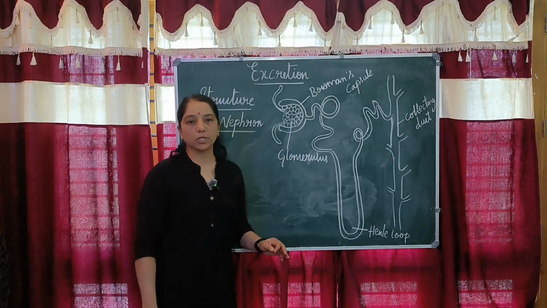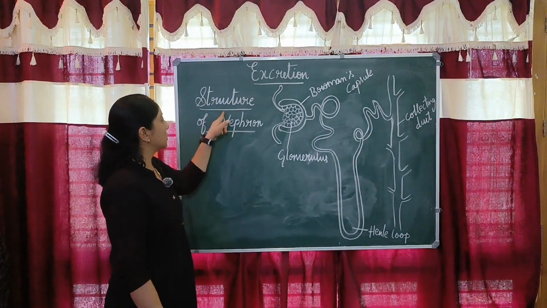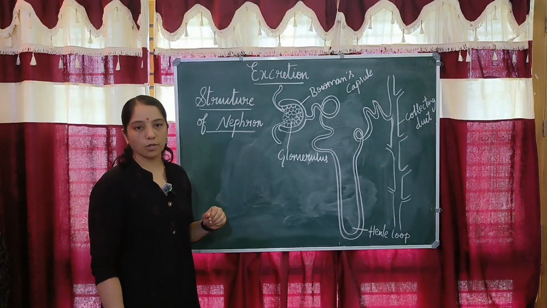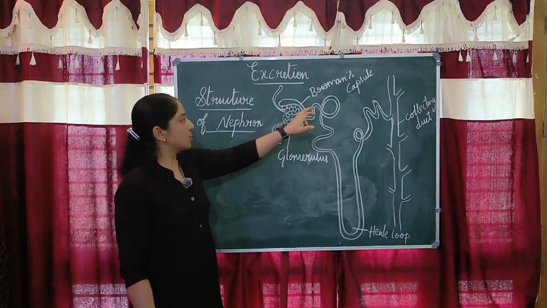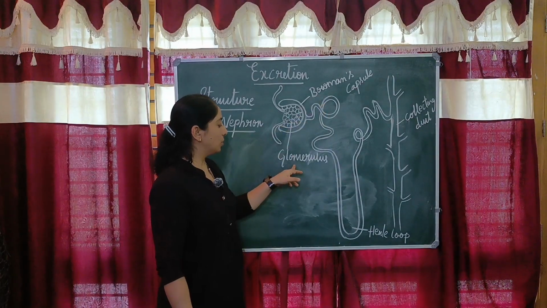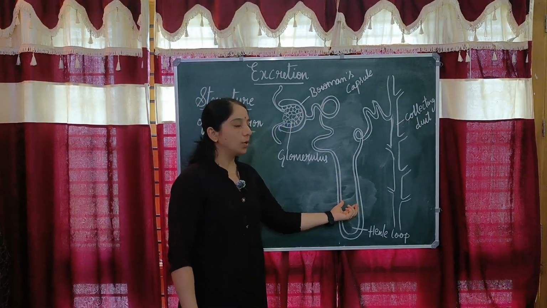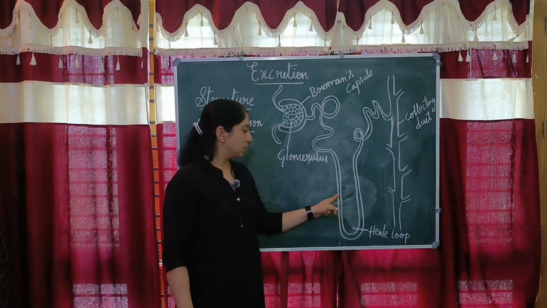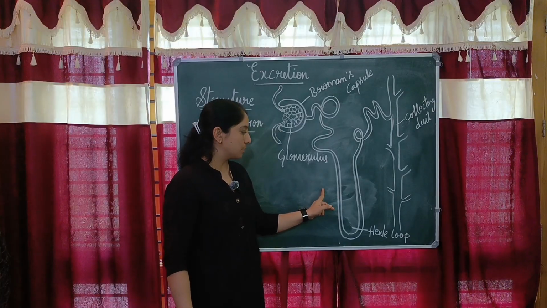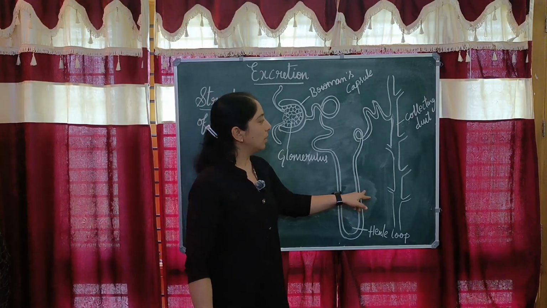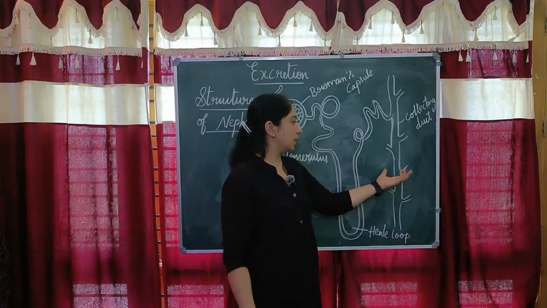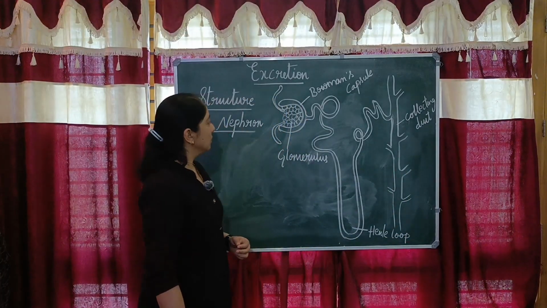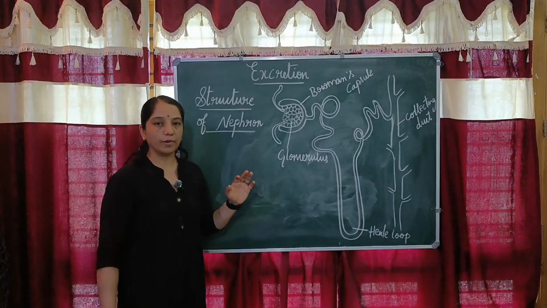Next, in excretion we shall pass on to the structure and function of nephrons. So in a nephron, these are the main parts: Bowman's capsule, glomerulus, and this we call a U-tube or endless loop. The first part we call the proximal tubule, then the distal tubule, and the filtrate which is collected in the form of urine, we call the collecting duct. So this is the structure of the nephron.